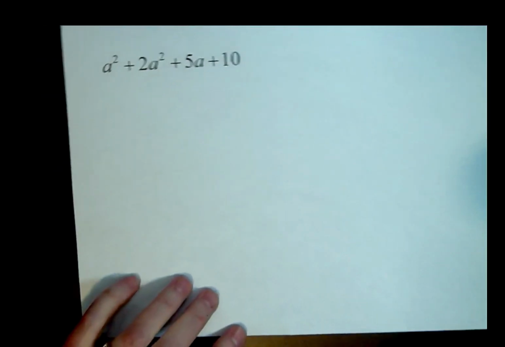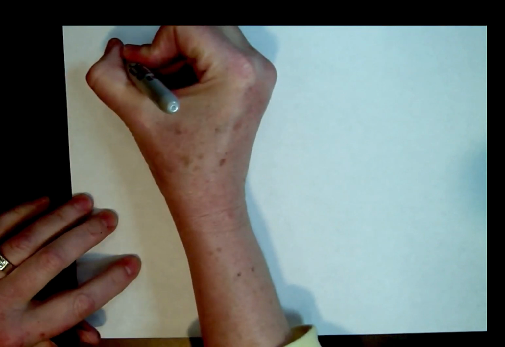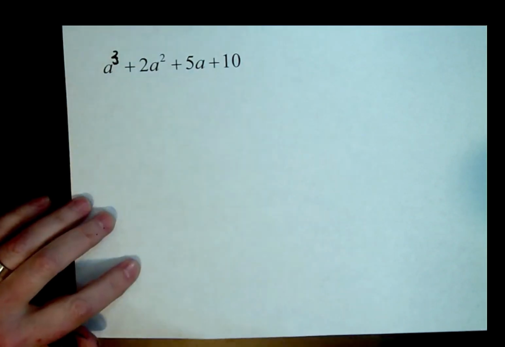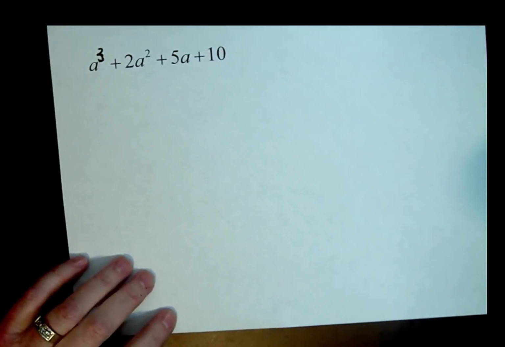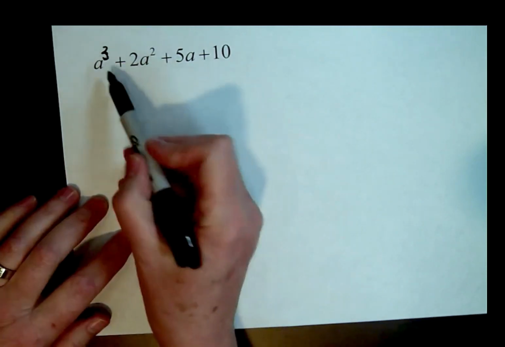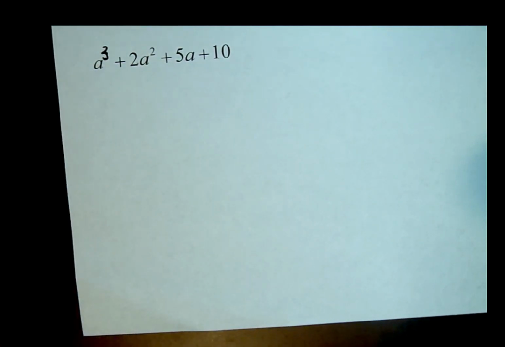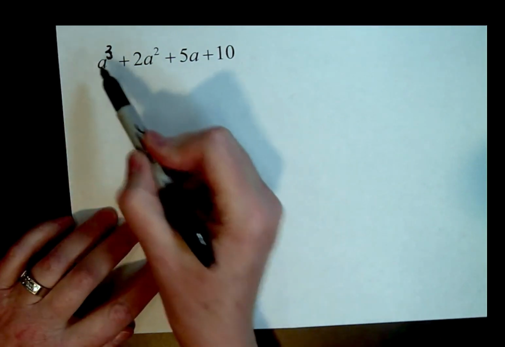Next, we had a squared plus 2a squared, and I apologize, this was supposed to be an a cubed. So you know what, I'll get that changed in the notes. So hopefully you guys should have a cubed in your notes. So I'll just go through it, assuming that you knew that that was an a cubed.